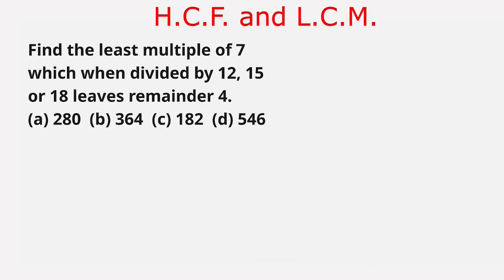We can solve this question from the given options. All the given options are multiples of 7. Now, as per the given condition, when these numbers are divided by 12, 15 or 18, they must leave remainder 4. It means that if we subtract 4 from it, the answer must be divisible by 12, 15 or 18. So we first subtract 4. So option A becomes 276, option B becomes 360, option C becomes 178, option D becomes 542.